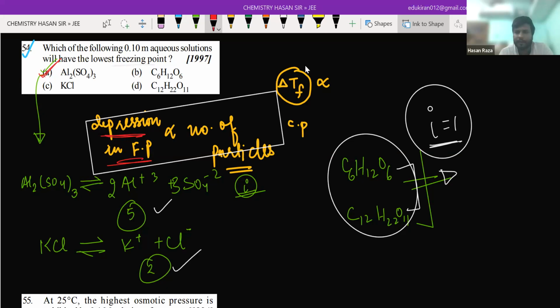Very good, Shahid. Maximum number of particles, and maximum depression in freezing point, lowest freezing point it will be. So as number of particles increases, depression in freezing point increases, that means the freezing point will decrease, that means indirectly lowest freezing point. You can relate this like this. Let me know when you are done with this.